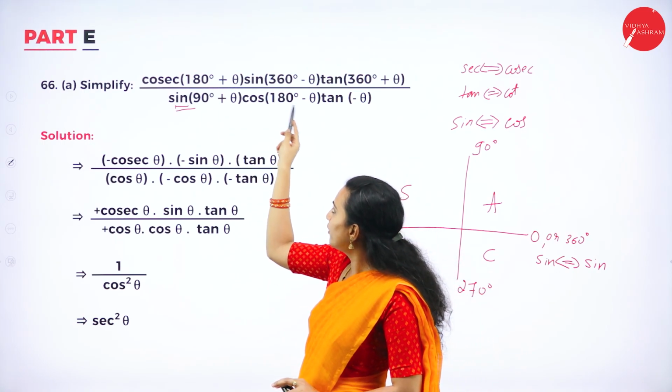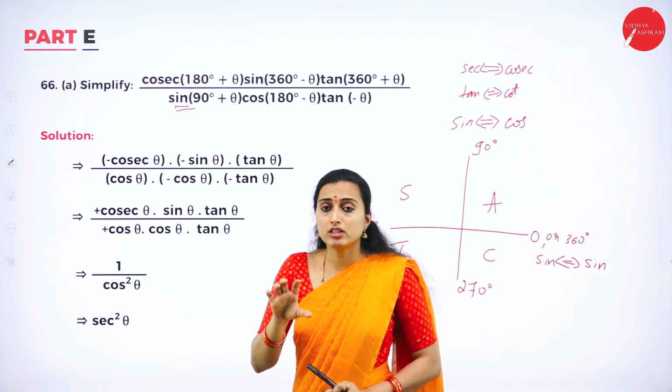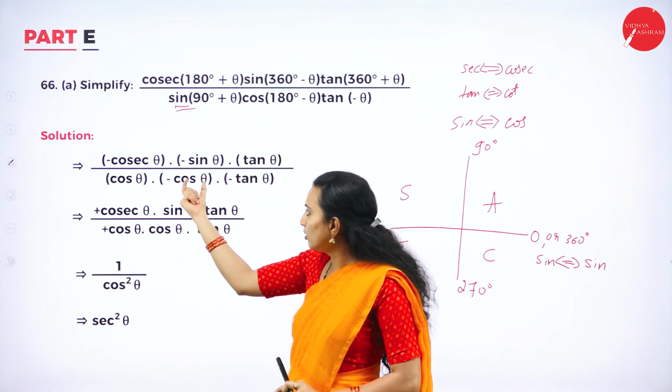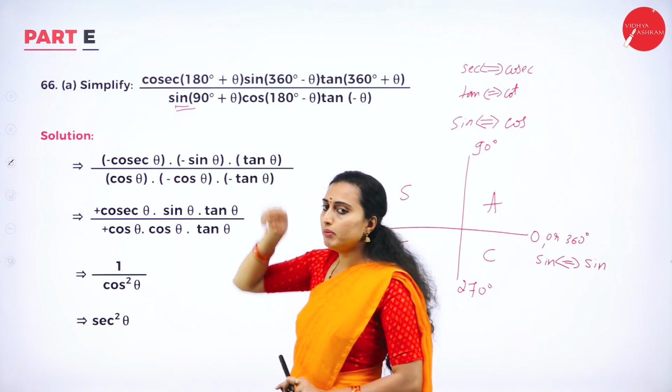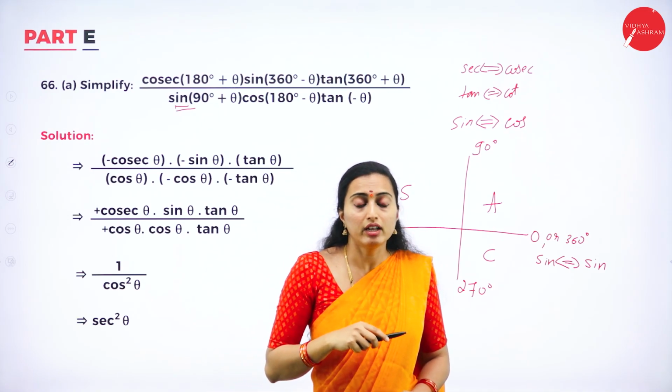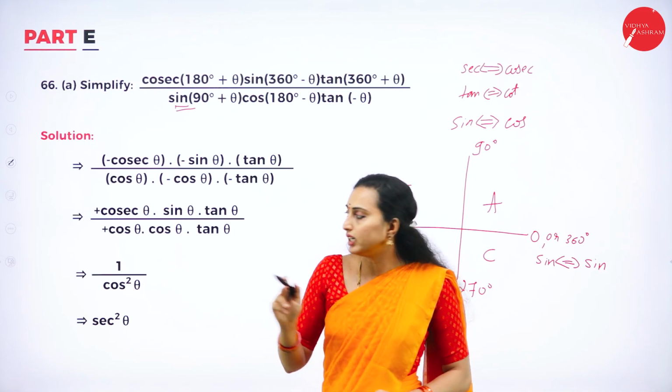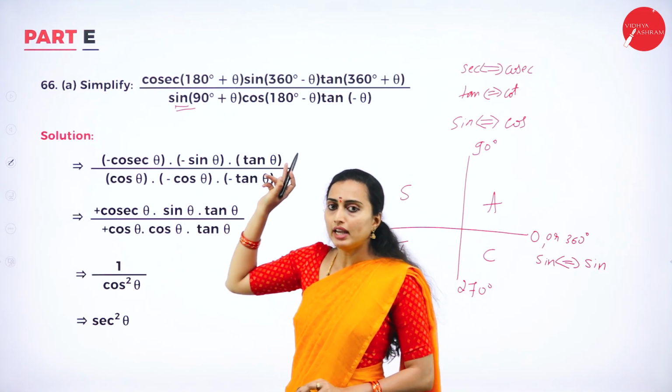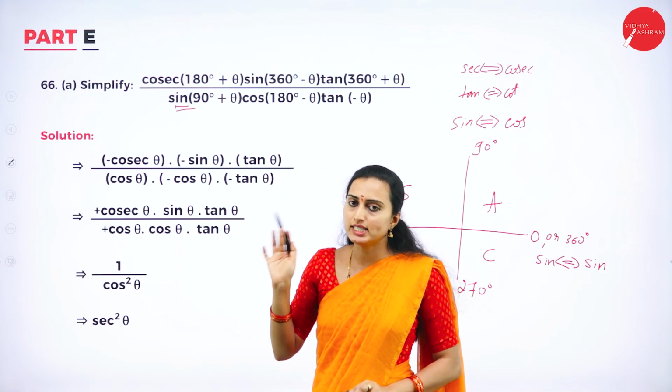Similarly, here cos of 180 minus theta. In case of 180, cos will be cos only. Minus y, 180 minus theta falls in the second quadrant. In the second quadrant, cos is negative. So, negative cos theta. Tan of minus theta is minus tan theta.